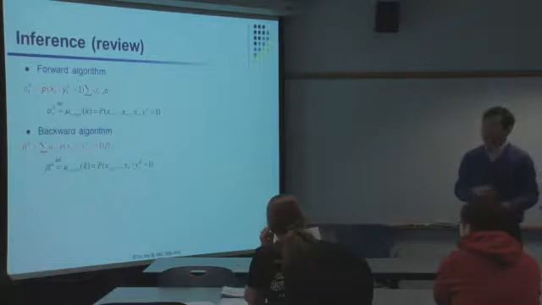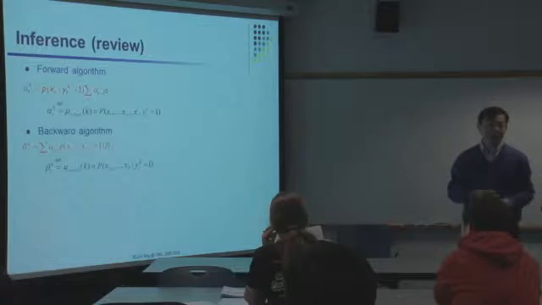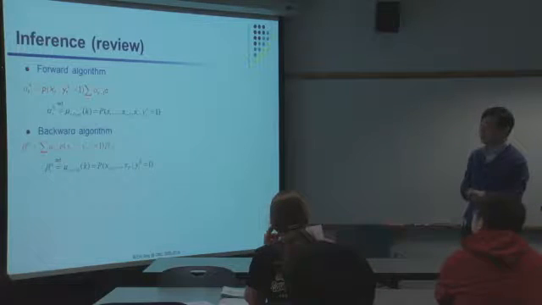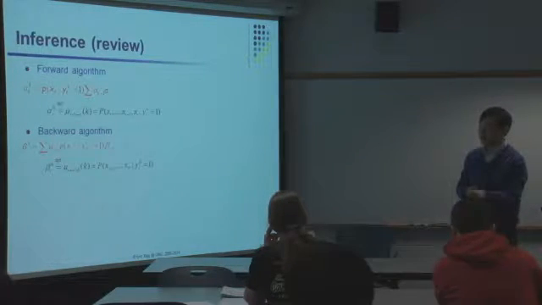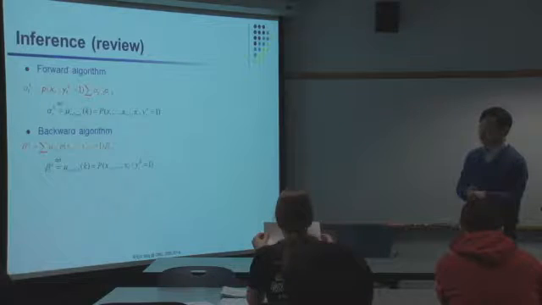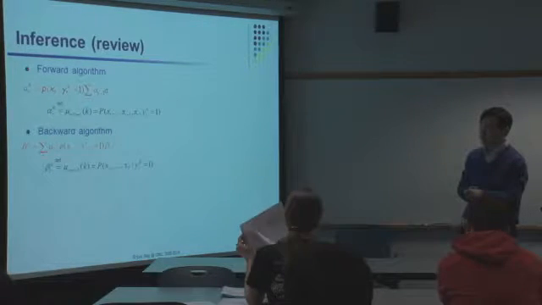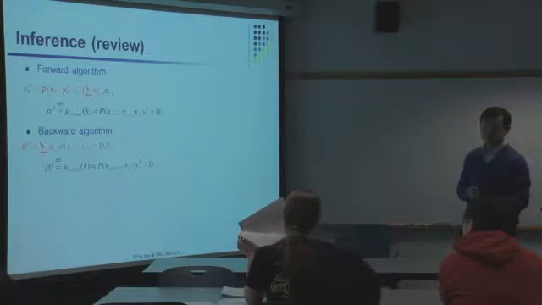Once we have that, we know there are important inference problems to ask on the hidden Markov model, and we talked about two algorithms. One is called the forward algorithm, the other the backward algorithm, which basically take a recursive form. The forward algorithm computes this forward message alpha at time t for state k, which can be computed from this recursive equation from the previous alpha.